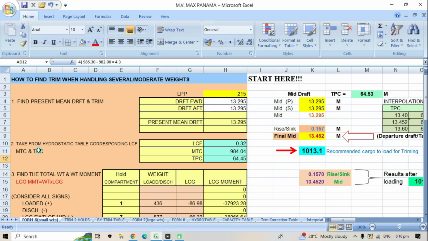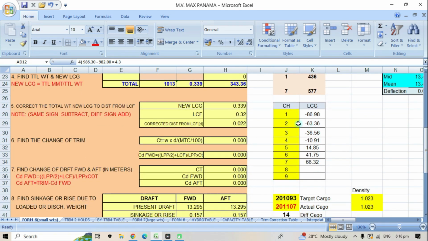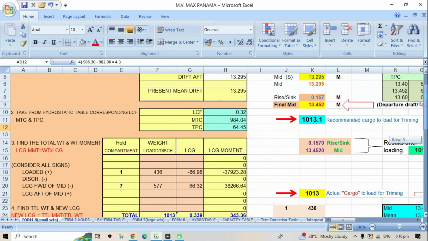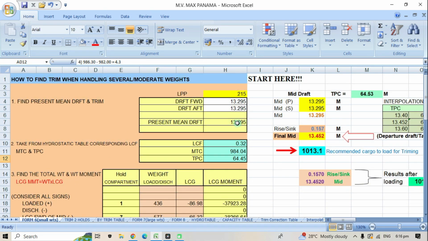This program is titled How to Find Cargo to Load When Handling Several Moderate Weights. This is a seven-hulled vessel, or Panamax, and its initial drop, which is even keel, is forward 13.295 and aft 13.295, and the mean drop is 13.294, so it's an even keel. We can interpolate the value of LCF, the value of MTC, and the value of TPC.